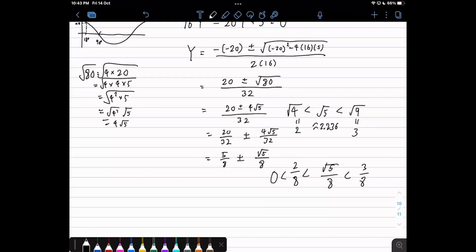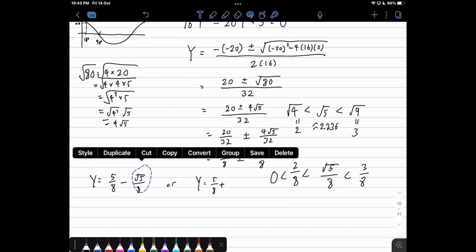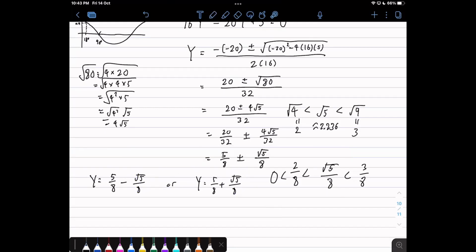Agree so far? Yeah. Now what we currently have is y equals 5 over 8 minus square root 5 over 8, or we also have y equals 5 over 8 plus that other guy. Our objective now is to check the value of these. I'm just going to use a calculator now. I realized that this is approximately 0.3454. This one is approximately, let me double check, 0.9045. Okay, that's using a calculator, so I cheated a bit.